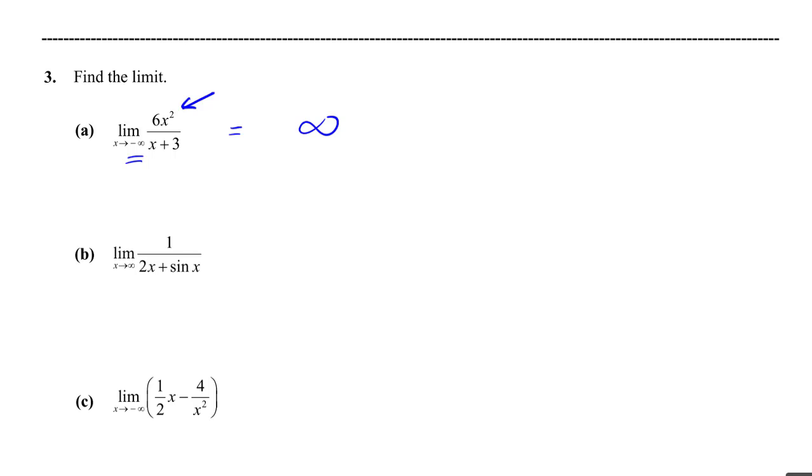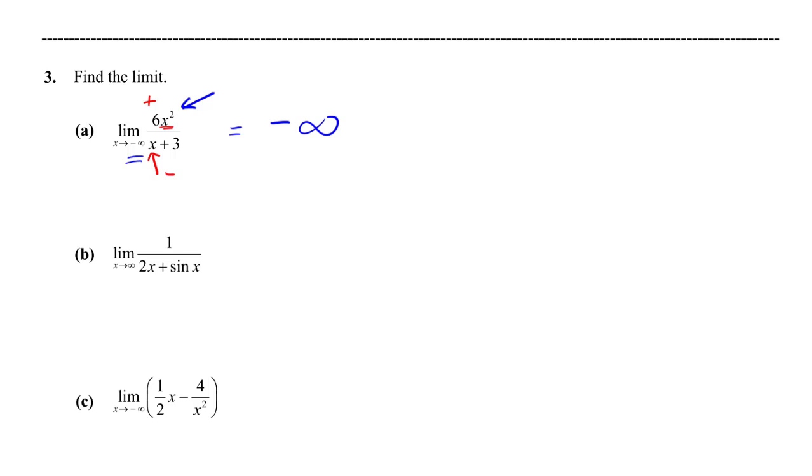But let's do sign accounting. Going to minus infinity, the x squared here is going to make all of that positive, and the 6 isn't going to change that. But this x down here is going to be negative, so overall I'm going to get negative infinity.